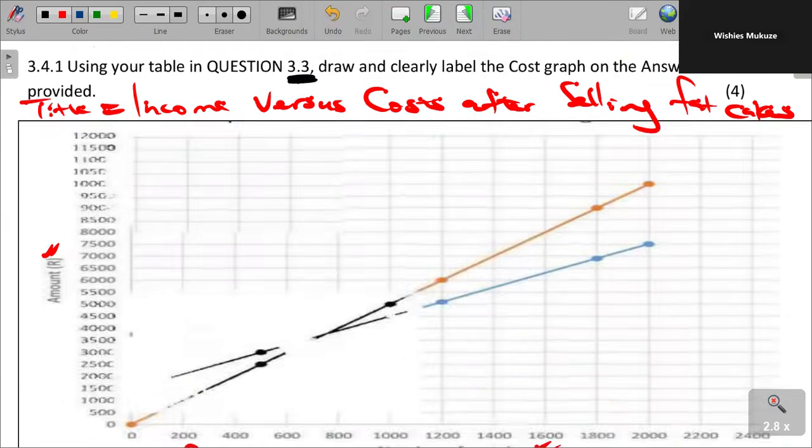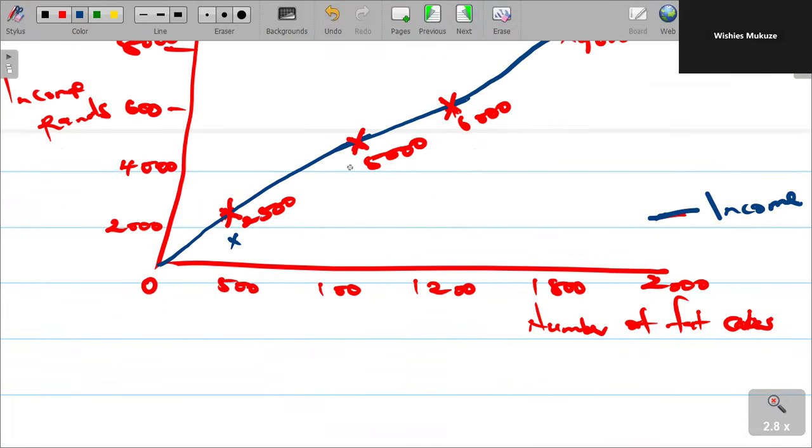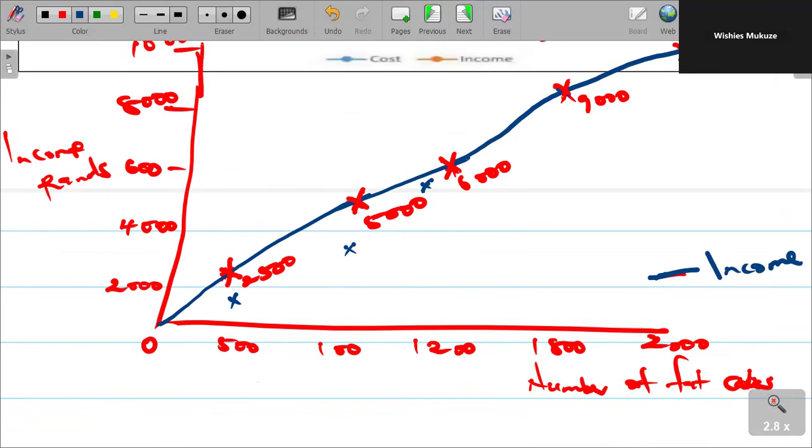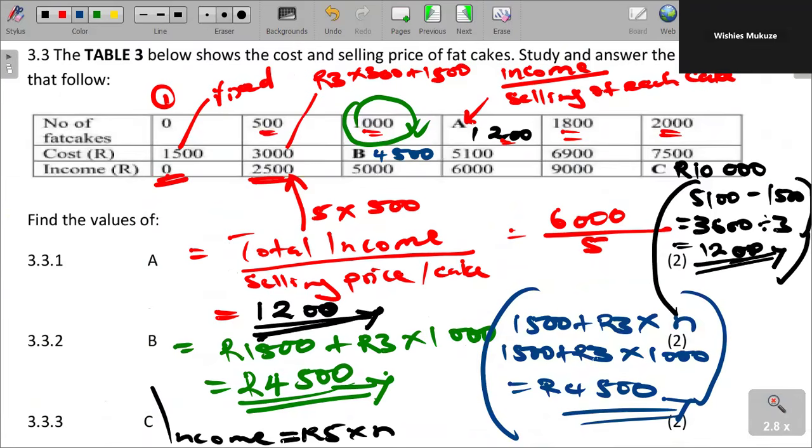3,000, 4.5, 3,000, which can also be somewhere there. And then 4.5, which can be somewhere here. And then we can also have the next one, 8,000 and 4.5. We also have 5.1 and 6.9.